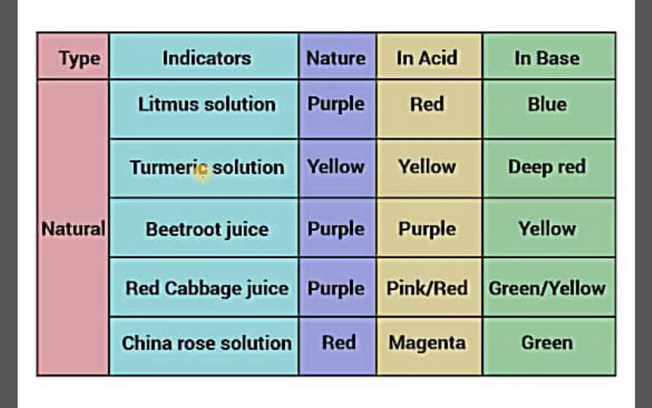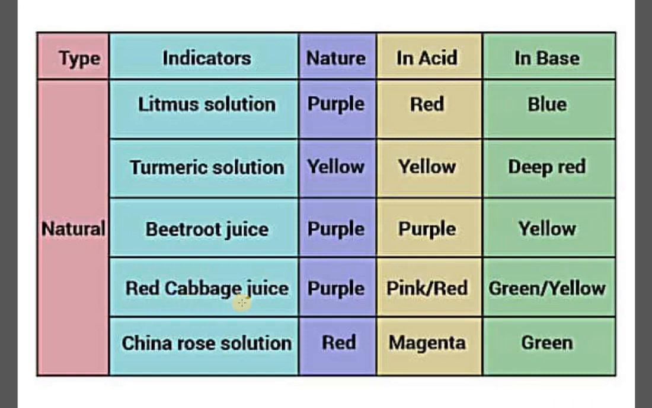Now, when we talk about the turmeric solution, everyone knows that its original color is yellow. When it comes in contact with an acidic substance, it remains yellow in color, whereas when it comes in contact with a base, it gets converted into deep red, indicating that the given substance is basic in nature. Similarly, we can also use beetroot juice, which is originally purple in color, and in acidic medium does not change its color and changes to yellow color when it comes in contact with a base.